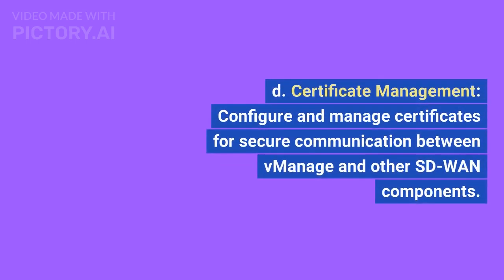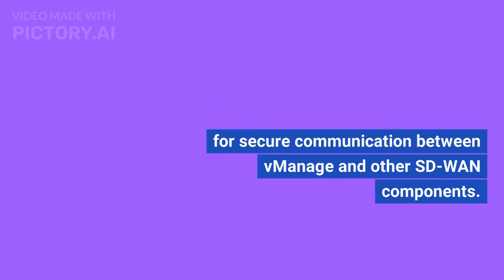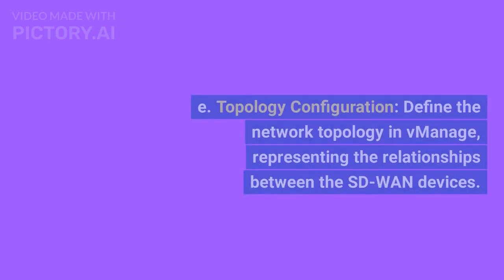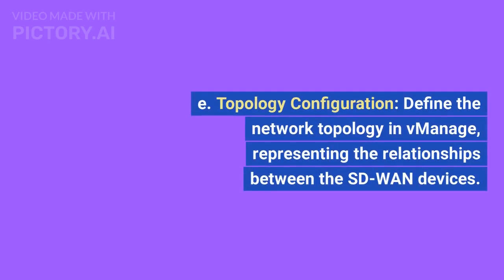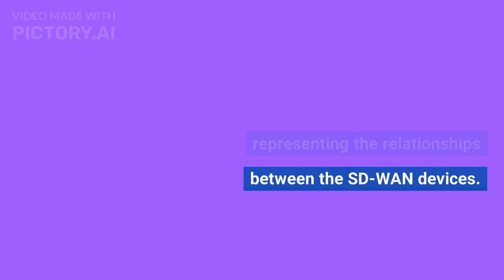D. Certificate management. Configure and manage certificates for secure communication between vManage and other SD-WAN components. E. Topology configuration. Define the network topology in vManage, representing the relationships between the SD-WAN devices.